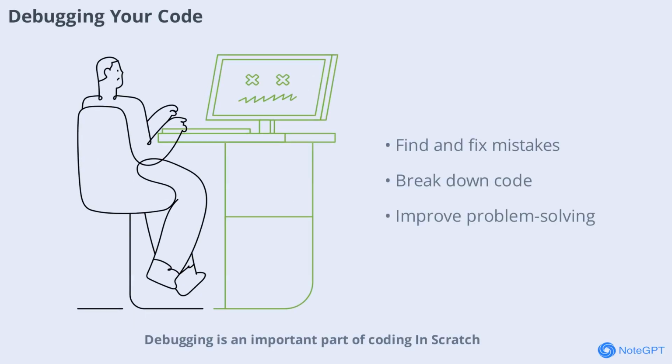Debugging is an important part of coding. In Scratch, debugging means finding and fixing mistakes in your project. If something doesn't work as expected, check your blocks and see if there's an error. Try breaking down your code into smaller parts to find the problem. Debugging helps you become a better problem solver and teaches you to think critically. Don't be afraid to make mistakes, they're a valuable part of learning.